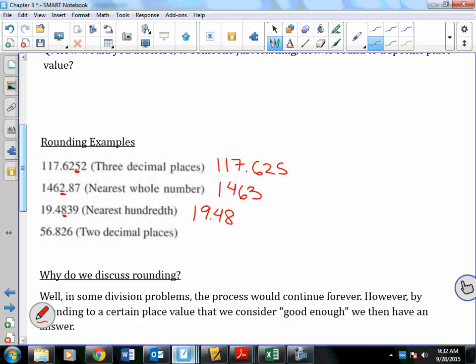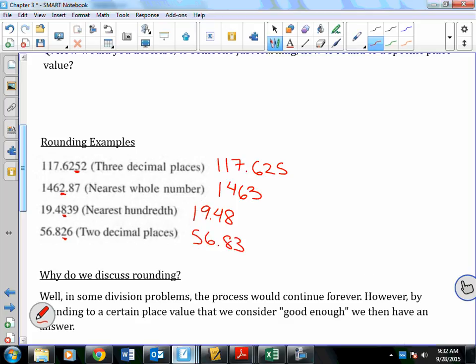The last one is to 2 decimal places. That's again the same as saying round to the hundredths place. I see it's a 2. In the thousandths place, there's a 6, so I'm able to round that up and say this is 56.83. Those are examples of rounding.